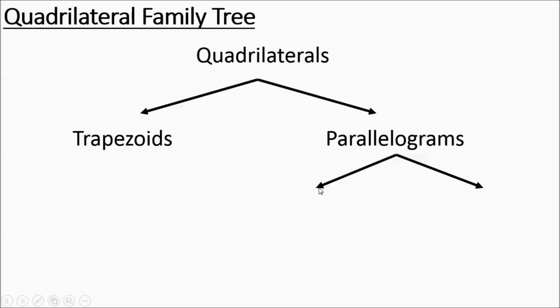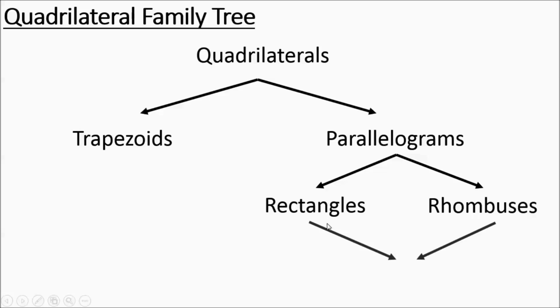Parallelograms that have 90 degrees are rectangles. Parallelograms that have all sides the same are rhombuses. You might also see the word rhombi for plural for rhombuses. And then you have rectangles and rhombuses. They kind of merge back together because a parallelogram that has 90-degree angles and all sides the same is a square.